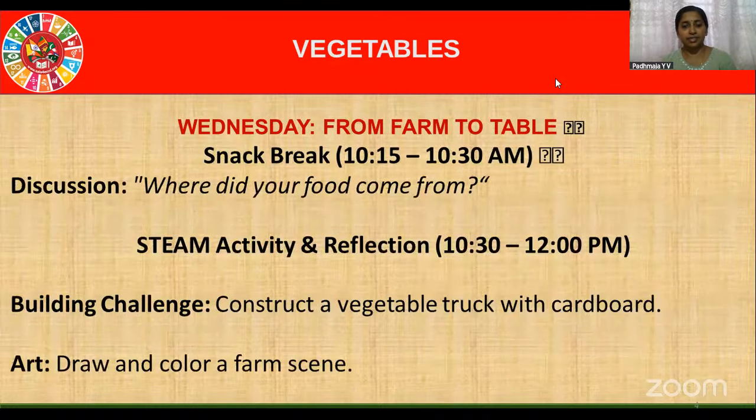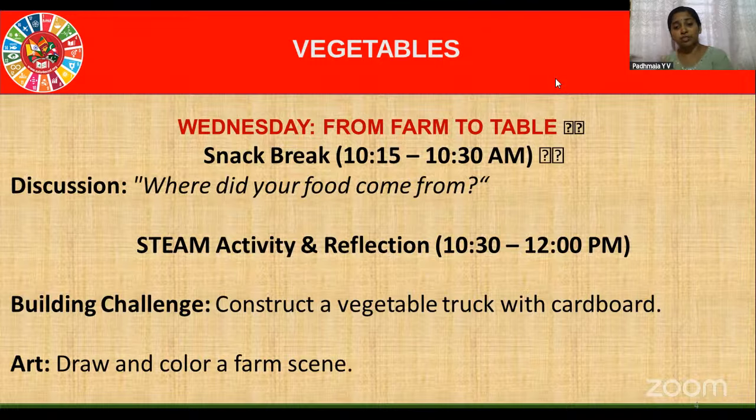The next is snack break. In snack break, we can ask children, as a recap, whatever they have already learned. Where did your food come from? The child might say that my mother cooked. I bought it from the shop. From the shop. Again, when we start asking the question, they will know the process of how it comes from farm to table.